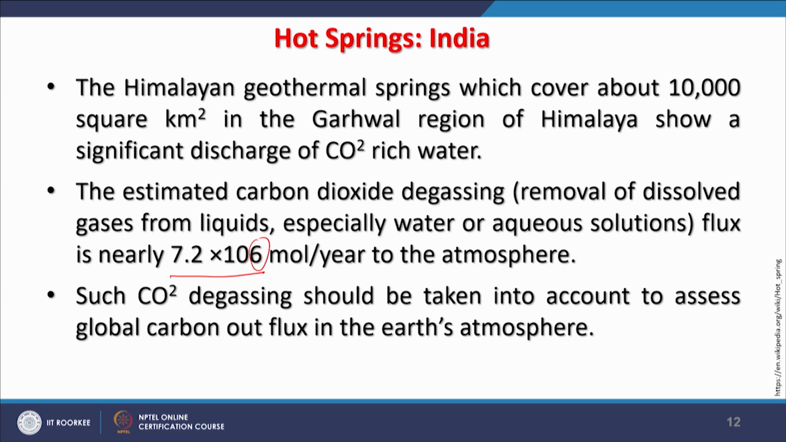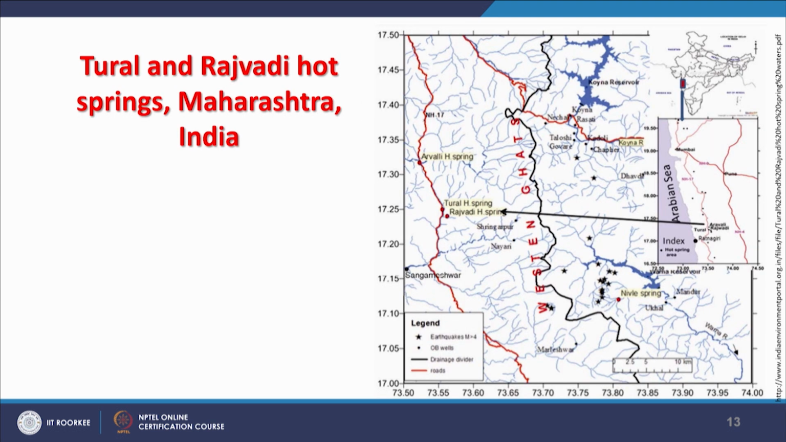And such carbon dioxide degassing should be taken into account to assess global carbon outflux in the earth atmosphere. So, the hot springs are one of the contributors of carbon dioxide into the atmosphere, and therefore, any models which are related with climate change and temperature rise should also account for the carbon dioxide which is being contributed through these hot springs.